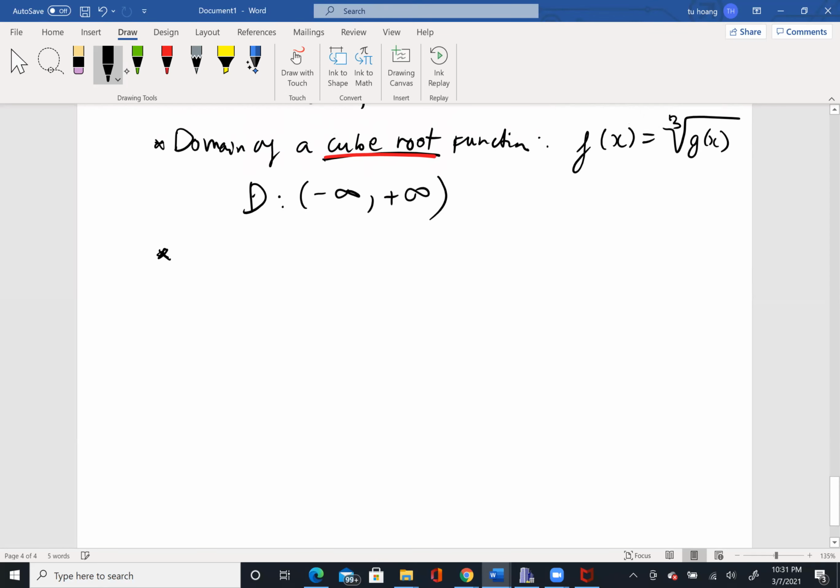Okay, so lastly, let's talk about the graph of, let's say, the square root function and the cube root function.